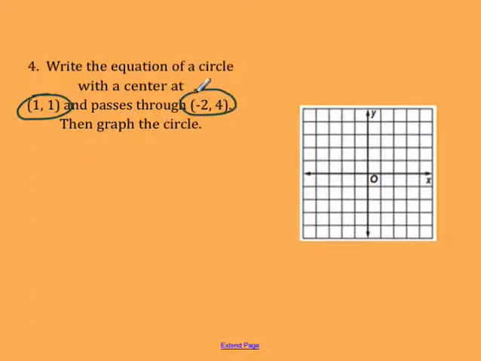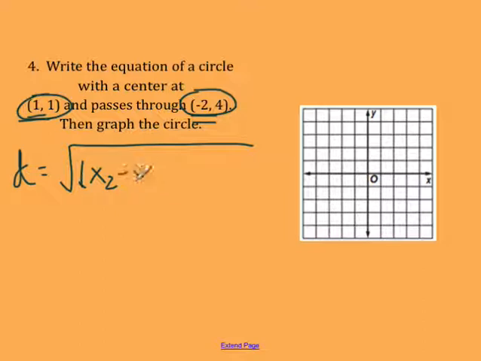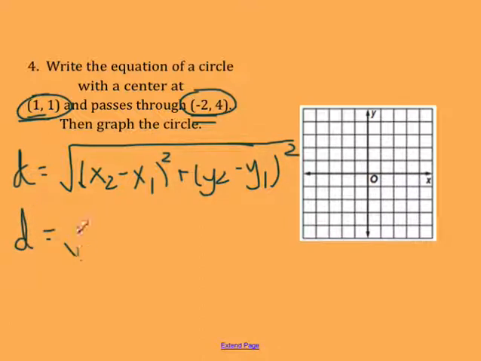So the first thing we need to do is calculate the distance. That's what's going to give us our radius. So I'm going to calculate the distance from the center to this outside point. Remember that the distance formula is the square root of (x2 minus x1) squared plus (y2 minus y1) squared. Right now we're trying to find the diameter, or sorry, the radius. So we're going to plug those in.